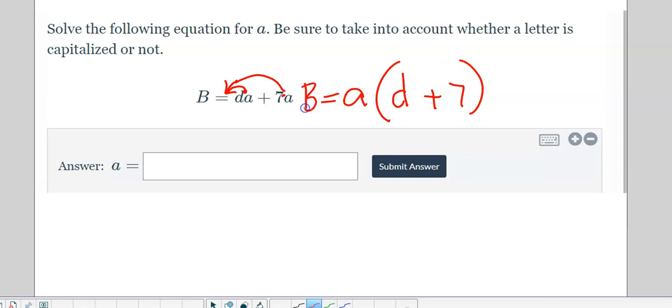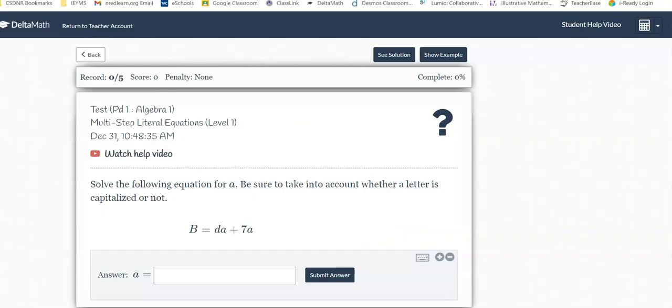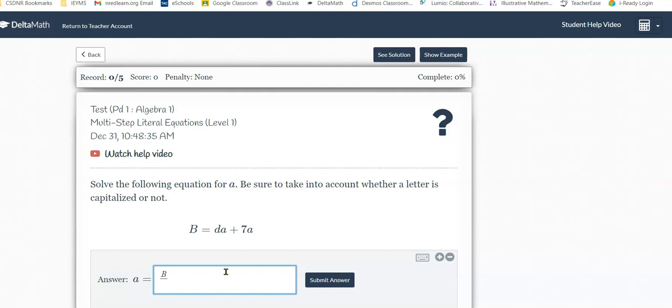And now I can simply isolate A by dividing by this entire quantity, D plus 7, on both sides. You can use parentheses, but you don't have to. So the value we're going to type is B divided by the quantity D plus 7. That will be your solution here. So capital B divided by the quantity D plus 7. Whoops, I typed a 9.